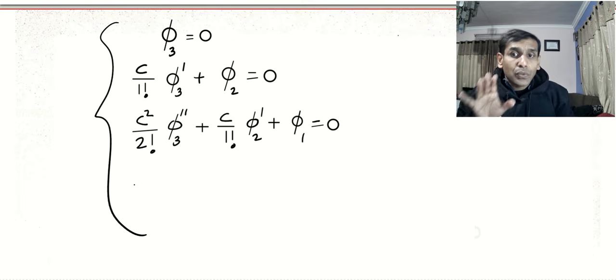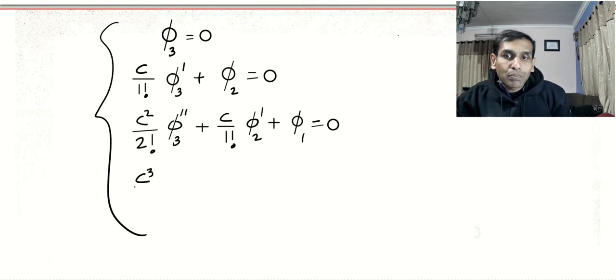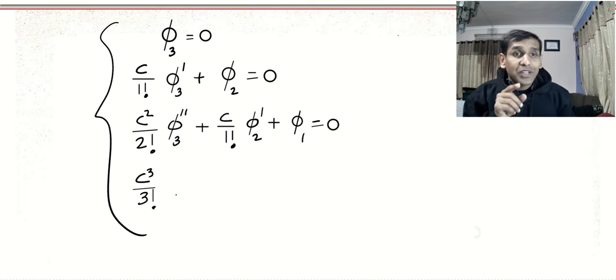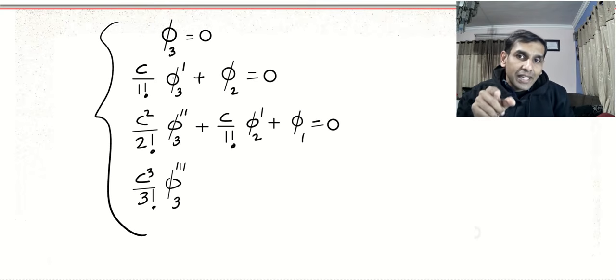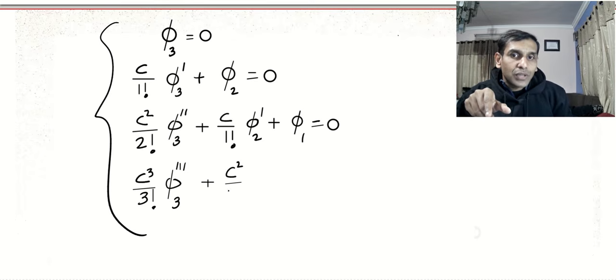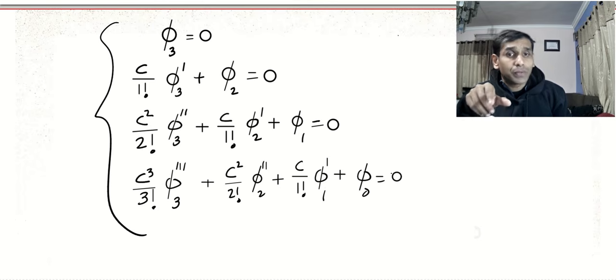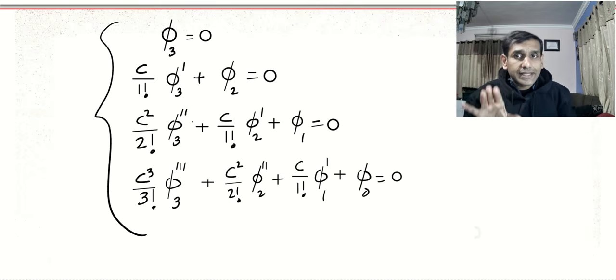And the last equation will be c cube by 3 factorial. I think now you are able to see a pattern. Come on, can you guess? Phi 3 triple dash. Actually, we are writing the same thing again, and every time the dash increases and the power of c increases. So what will be the next one? C square by 2 factorial, a dash will increase. Plus c by 1 factorial, a dash will appear, and the last one phi naught equal to 0. So I want you to learn these equations by heart.